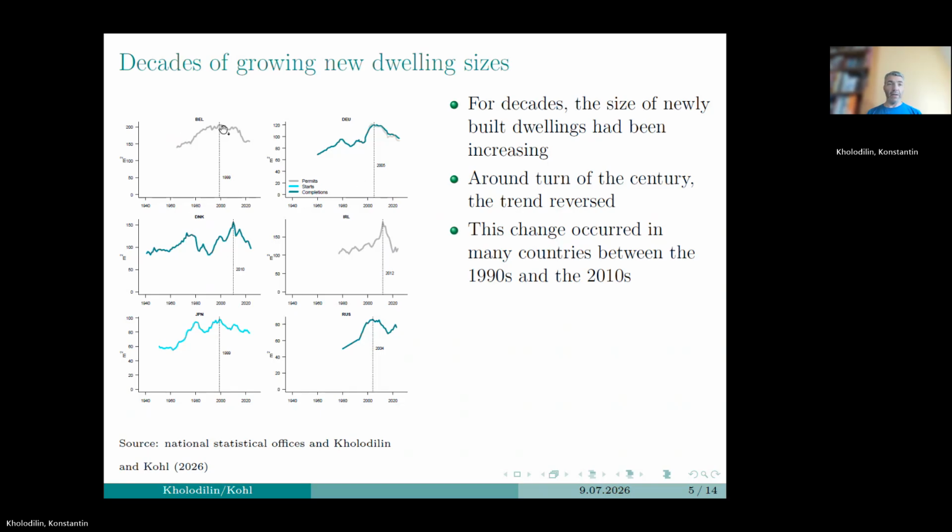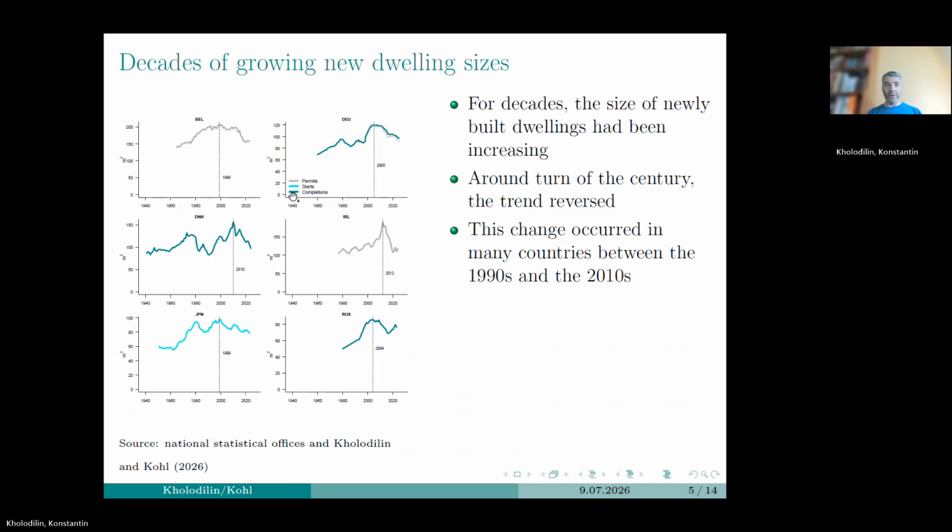Now, at some point, something happened. The trend reversed. The timing of this reversal is different. In some countries like Belgium and Japan, it took place in 1999. In other countries like Denmark and Ireland, it took place after the Great Recession of 2008, 2009. But what is common to all these countries is that they changed the upward trend to a downward trend. To some extent, the timing of this change can depend also on the measure we use to judge the size of housing construction.